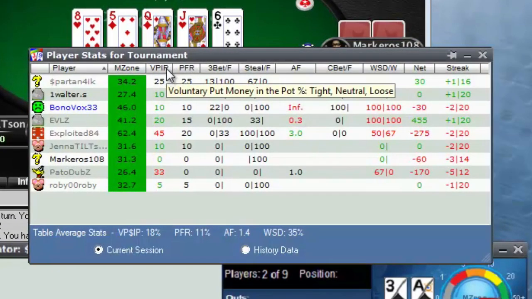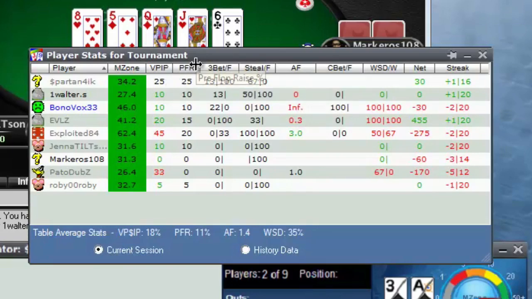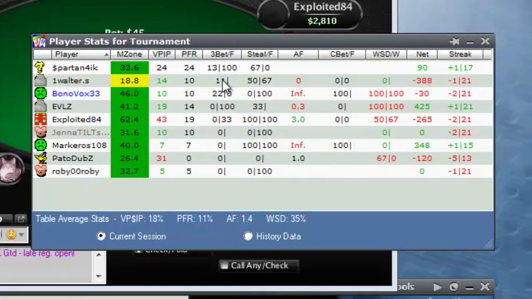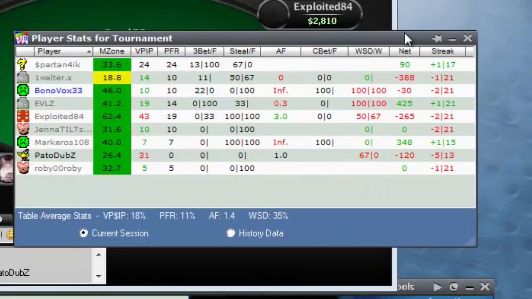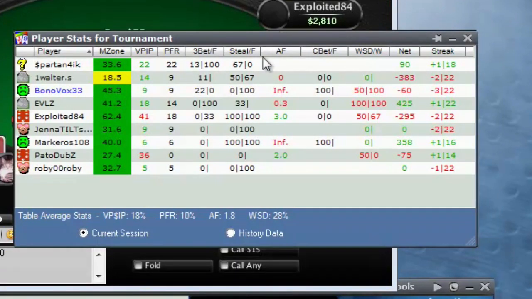The indicators are VPIP, which is voluntarily putting money into a pot, pre-flop raising, which means basically how many times they raise before the flop, 3-betting and folding to 3-betting. That's an interesting stat in that it's how many times somebody re-raises or folds to their re-raise, and stealing and folding. Stealing would be somebody coming in late position trying to steal the blinds, and the folding part would be how many times they fold to somebody from the blinds trying to get them out of the pot.